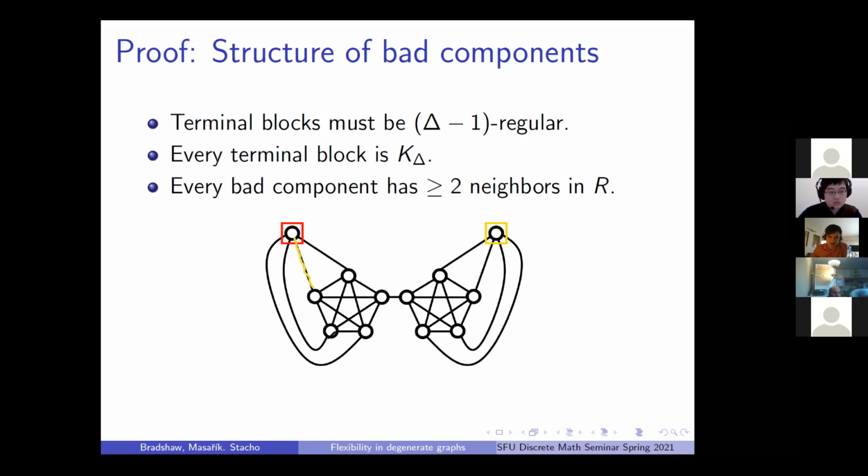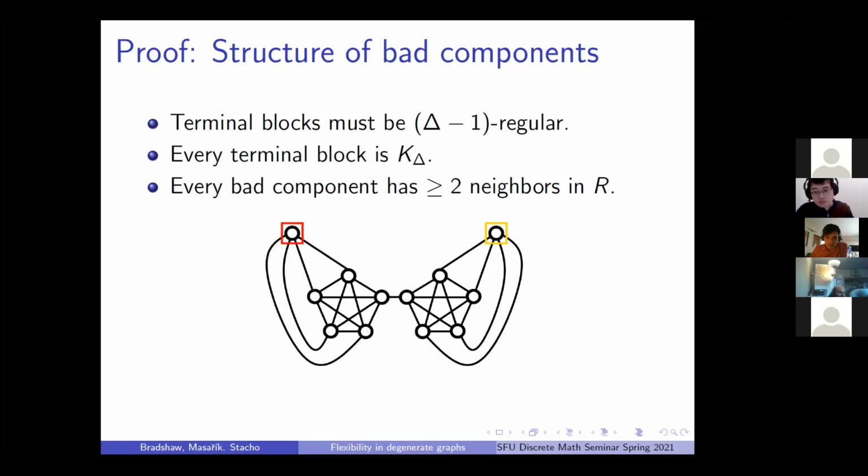And by following this logic again, this vertex also must be adjacent to the same vertex in R, and same with this one. And we have a vertex in R that has delta minus 1 neighbors in this single block of the bad component. And then since there are 2 terminal blocks, we get 2 vertices in R like this. Okay, but what we can do now is apply what's essentially the main idea of our proof.